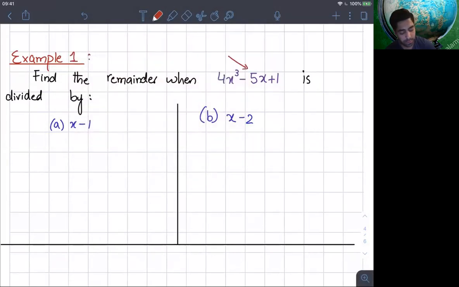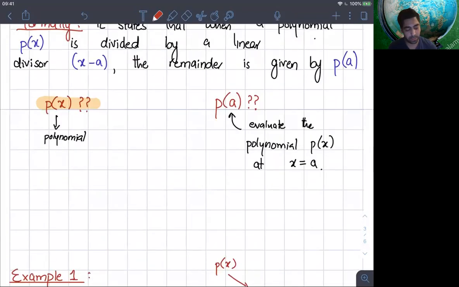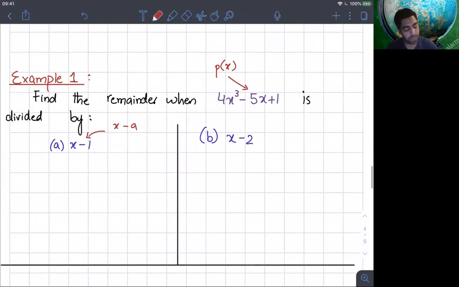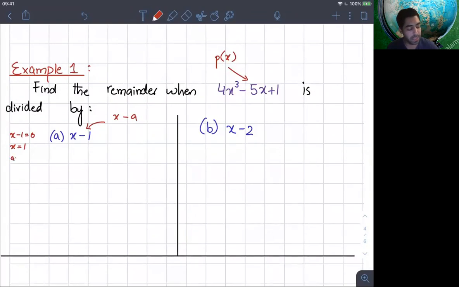So in this question, this right here is your p of x. This is the main polynomial that you're dealing with, and you're dividing it by this. So this is x minus a. We want to evaluate the function at a, meaning we want to find out p of a. If we can find p of a, that means we know what the remainder is. So naturally, the next question is, what is a? One easy way to find out is to set the divisor equal to 0, and whatever value of x that gives you, for example in this case x is equal to 1, that would mean that a is 1.